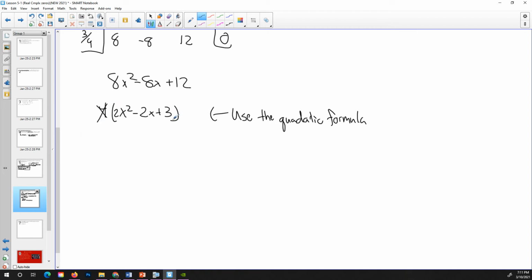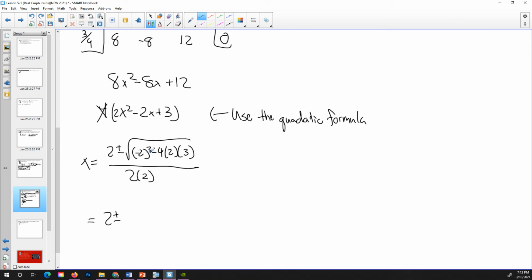And so when I go to do that, I need to find my b. So x is equal to negative 2, that'll be 2, plus or minus the square root of b squared, so negative 2 squared, minus 4 times a, which is 2, times c, which is 3, all over 2 times a, which is 2. Now, when I reduce this, I'll have my 2 plus or minus.